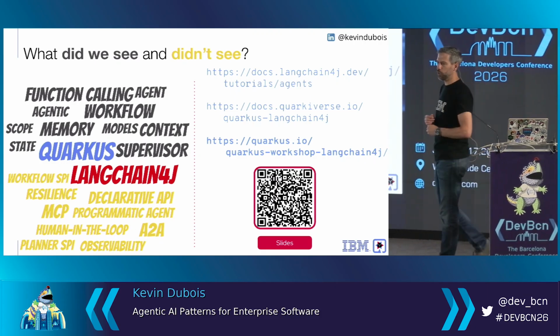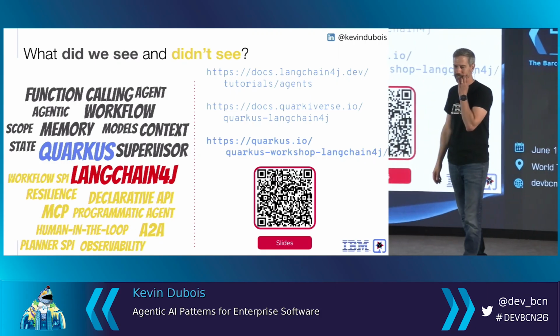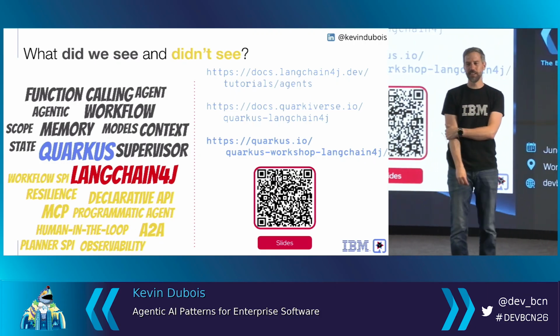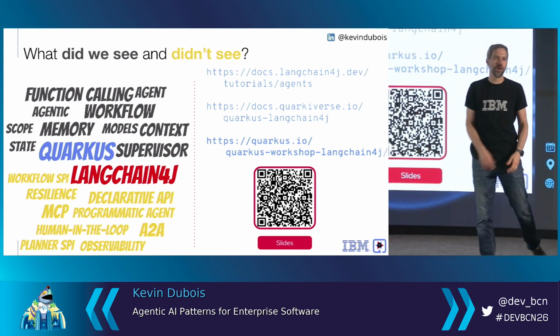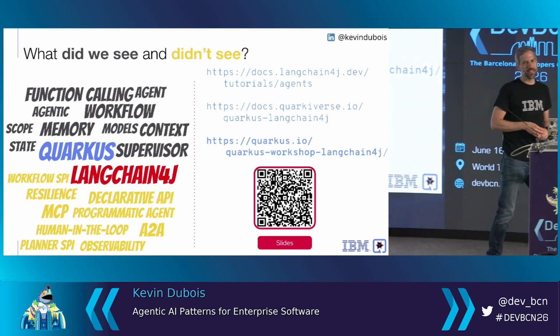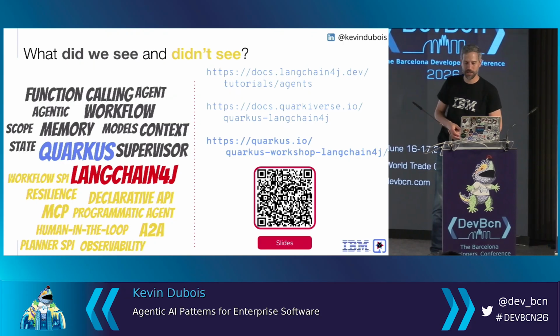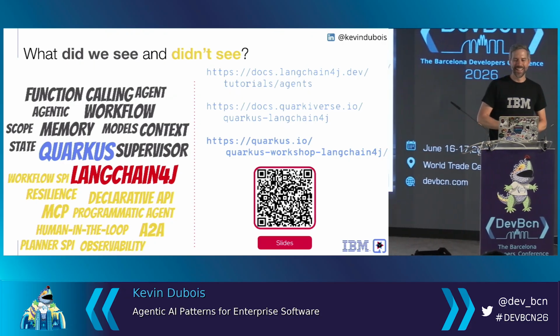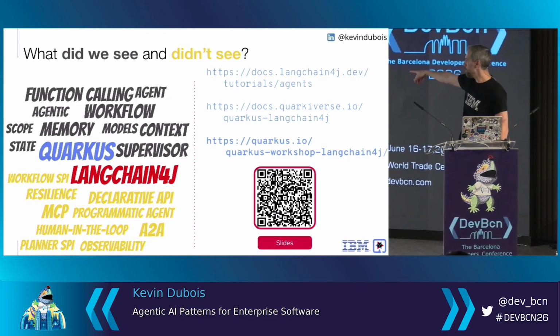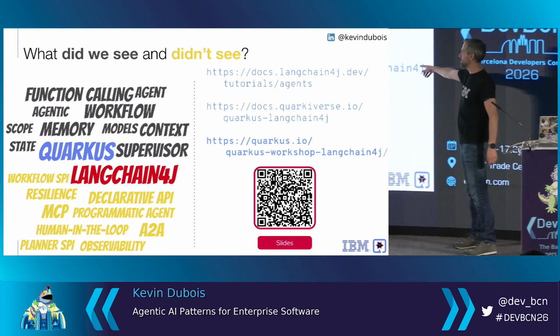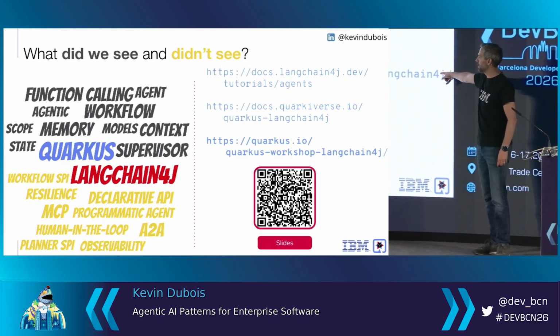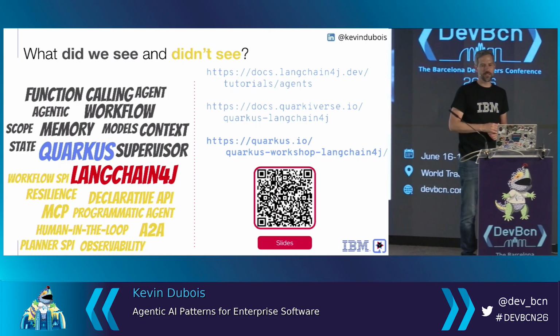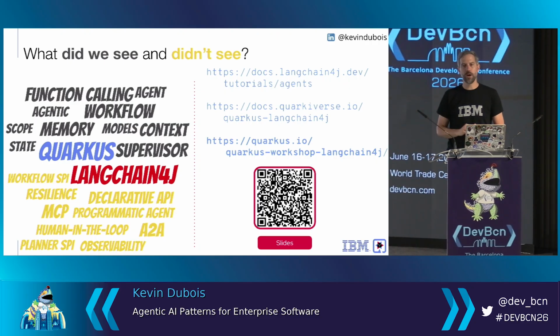The slides are probably from a previous conference because I forgot to update the QR code, but the QR code does have all the slides I talked about. You're just not going to see DevBcn. My apologies for that. And then the workshop, which I talked about. All those examples that I showed are in here, so you can try all of this out yourself.